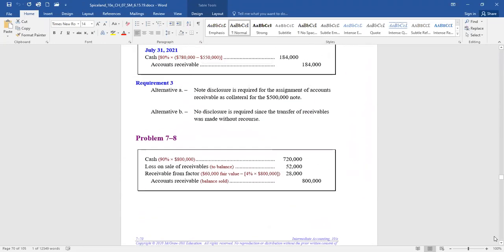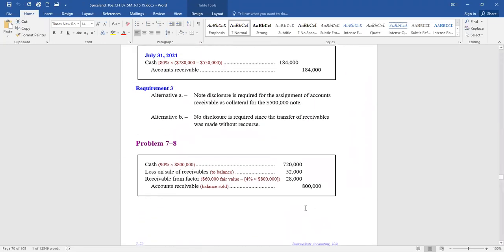All right. Ooh, well, that's a very short and quick problem, right? Samson Wholesale Beverage Company regularly factors or sells its accounts receivable with the Milpitas Finance Company. I think I pronounced it right. On April 30th, 2021, the company transferred $800,000 of accounts receivable to Milpitas. The transfer was made without recourse.